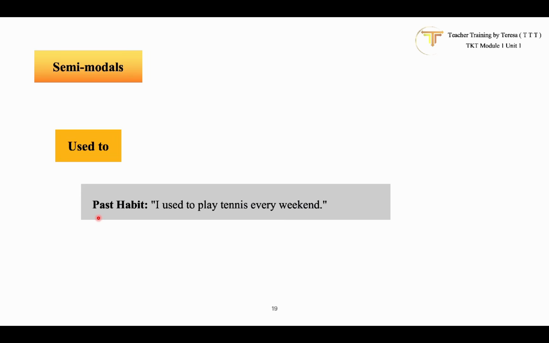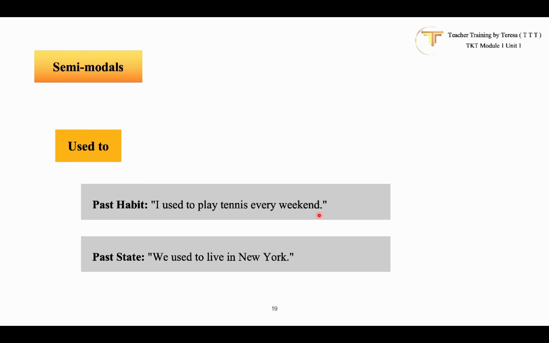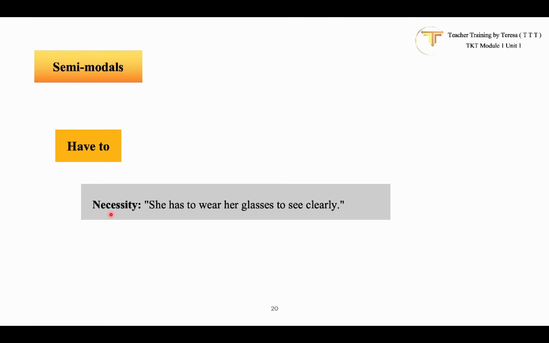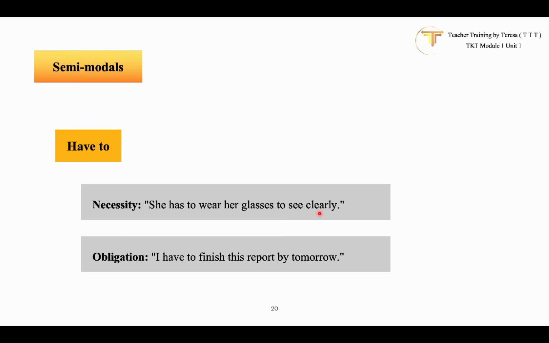Used to. Past habit, I used to play tennis every weekend. Past state, we used to live in New York. Have to. Necessity, she has to wear her glasses to see clearly. Obligation, I have to finish this report by tomorrow.